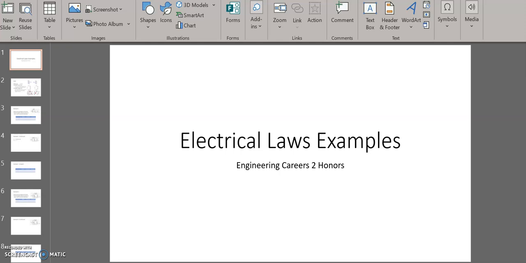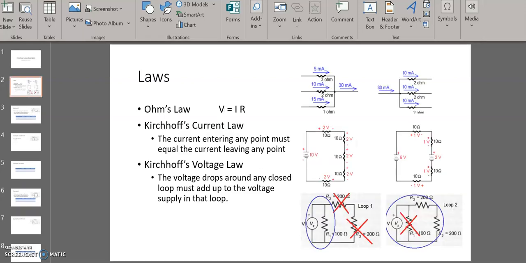Okay, what we're going to do today is go through some examples so you can properly understand the electrical laws that we are learning about. These electrical laws are as follows.